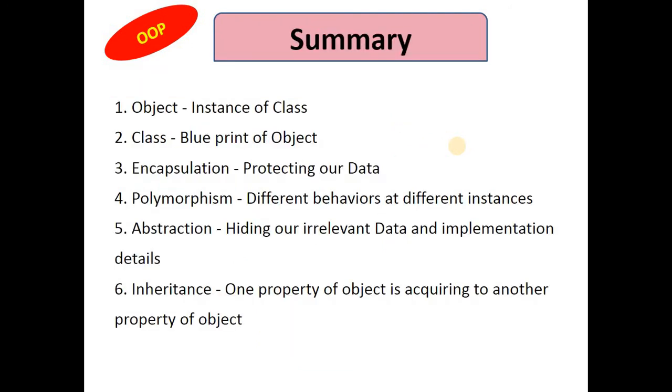So, I can summarize that an object is an instance of a class. Class is a blueprint of an object. Encapsulation is protecting our data. Polymorphism means different behaviors at different instances. Abstraction is hiding the relevant data and implementation details, and inheritance means sharing of one property to another object.